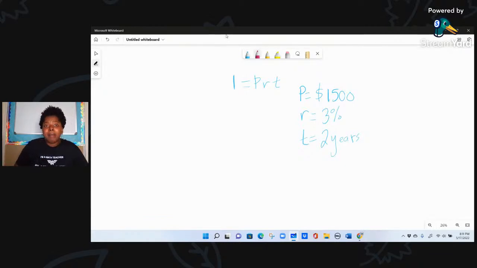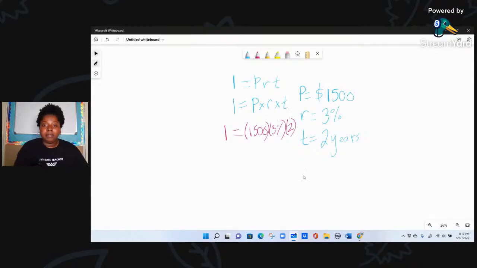So to figure out how much interest I'm going to owe them on top of this $1,500, we just plug it in. All of these are side by side. So this is really saying principal times rate times time. Let's plug it in. So I equals, my principal is $1,500. My rate is 3%. We're going to change that in a little bit. And my time is 2 years.